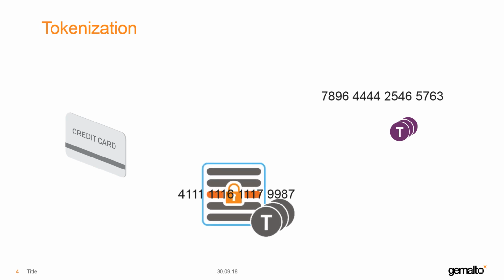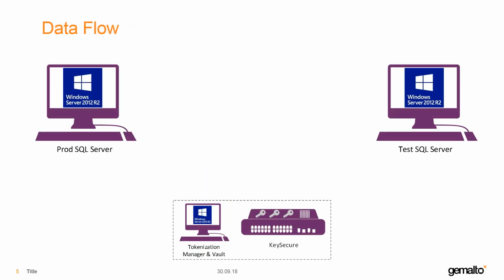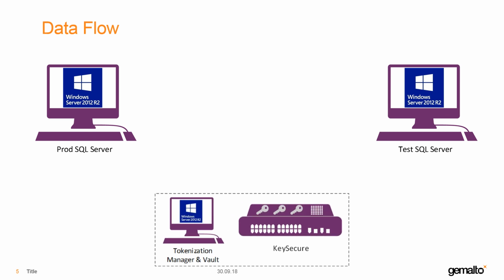I'll be using a small JavaScript written specifically for this demonstration just to illustrate the power of the Tokenization Manager API and what is achievable with very little development on your part. In this use case, we have our production database on the left, our test database on the right, and a third database which serves as our token vault.